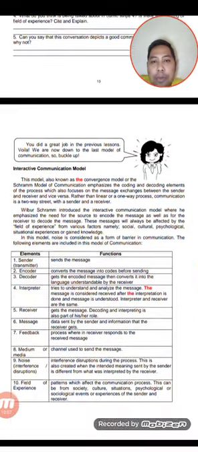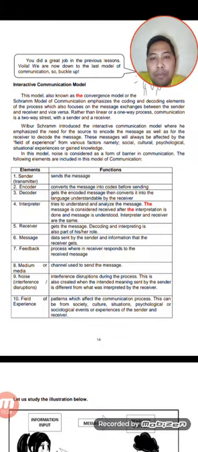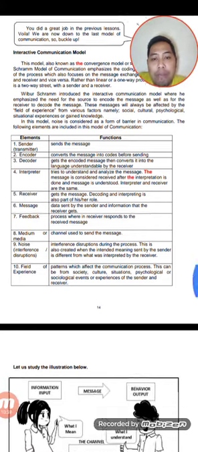Now, interactive communication model. This model, also known as the convergence model or Schramm model of communication, emphasizes encoding and decoding elements of the process, which also focuses on the message exchanges between sender and the receiver. So the elements of the interactive model, we have the same elements. We have the sender, the encoder, decoder, interpreter, receiver, message, feedback, medium, noise or the barrier, and the field of experience. So these are the functions.